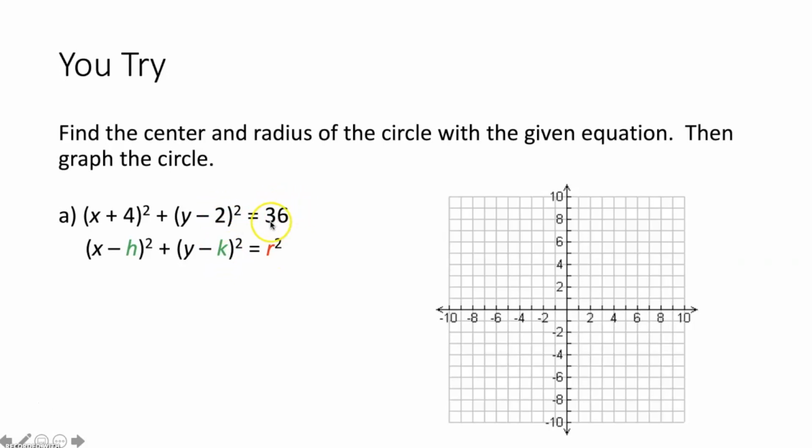And this is supposed to be r squared. So all we have to do to figure out what r is just take the square root of this up here, which is 6. Now, because we have the center of the circle and the radius of the circle, we can graph this circle. We're going to put a point for our center at negative 4, 2.